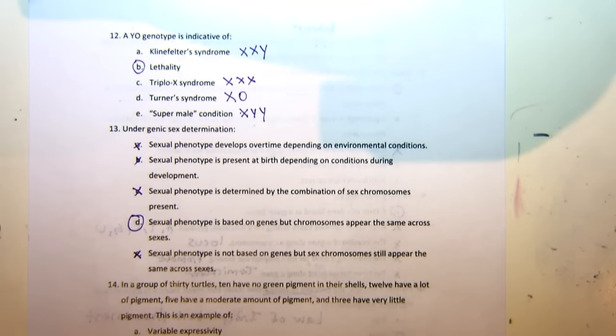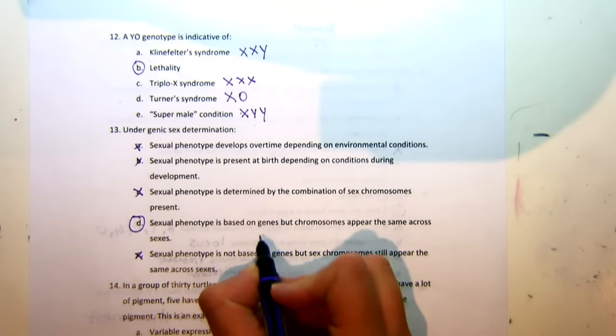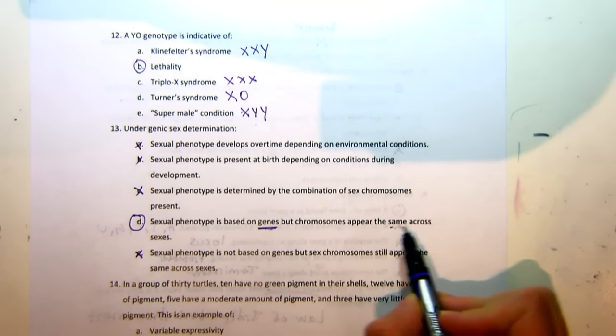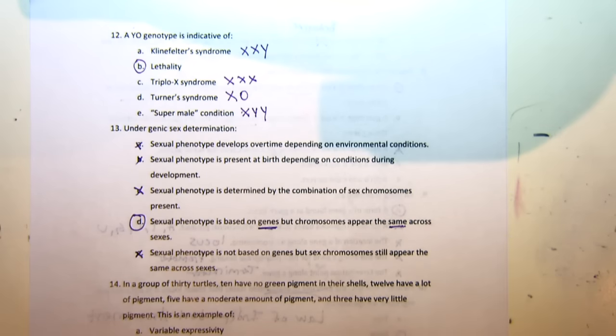Our correct answer would be D, because in genic sex determination, it's our actual genes that are determining what sex you're going to be, and the chromosomes are exactly the same. They're not like in humans where we have an X and a Y. They're going to be identical. And it's going to be some gene on the chromosomes that determines the sex. So that would be genic sex determination, different than what humans do, which would be chromosomal sex determination.